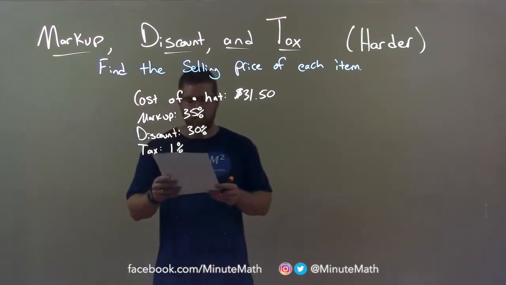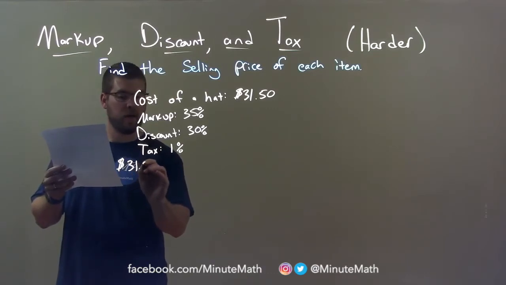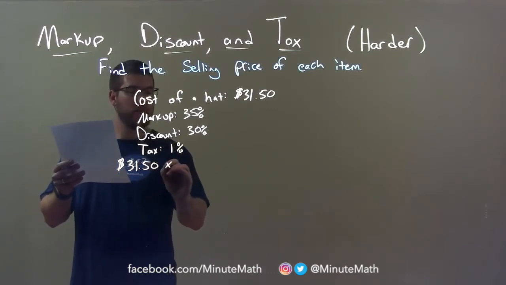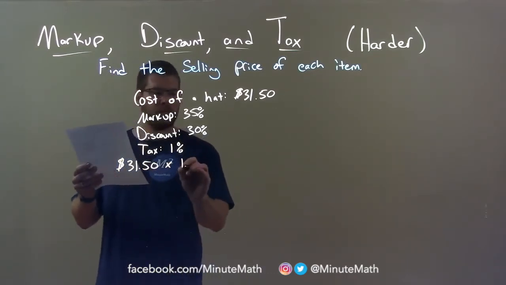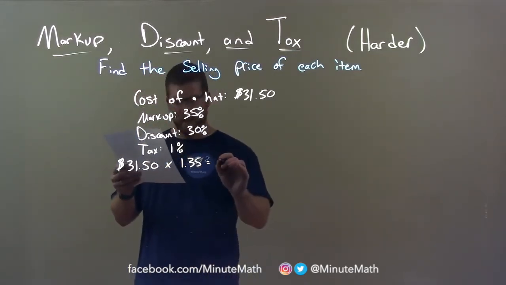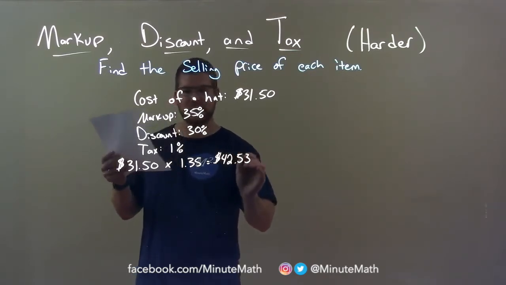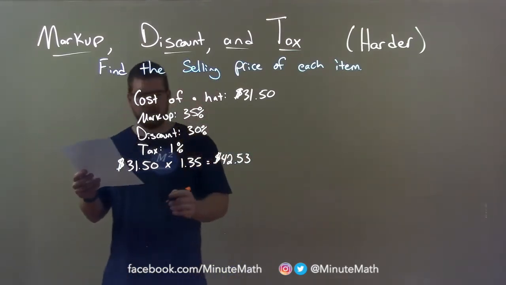Okay. Well, first we take the cost of the hat, the cat in the hat, the cost of the hat, and multiply by its markup of 35%, decimal 1.35. That's how we multiply our markup here. Okay, that comes out to be $42.53.